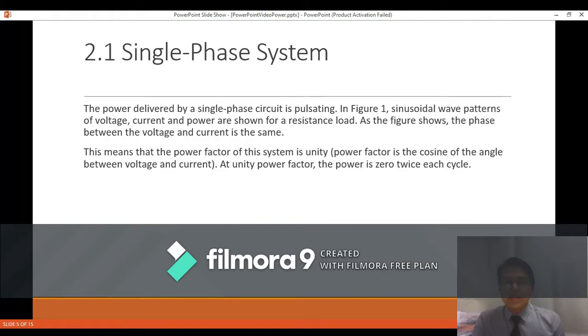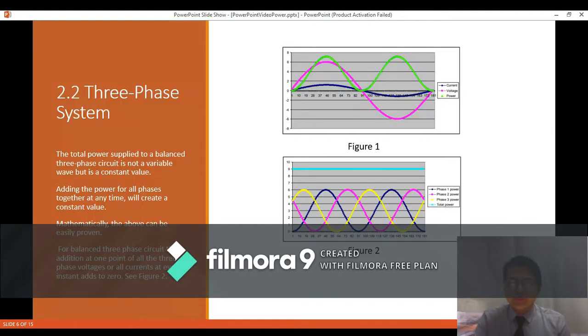The power factor is the cosine of the angle between voltage and current. At unity power factor, the power is zero twice each cycle. I will show you figure 1. Okay, this is figure 1. The top one is figure 1 that we are talking about in 2.1.